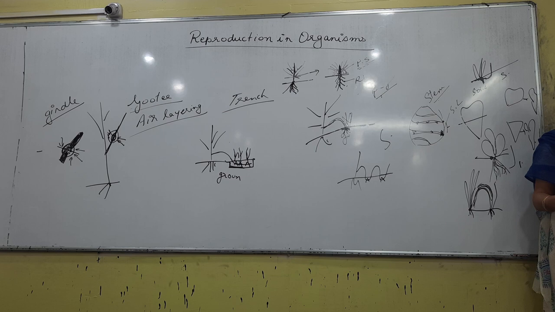And the next important point is, which type of plant could be vegetatively reproduced by means of air layering? The best example is lychee. The question has been asked about lychee itself.